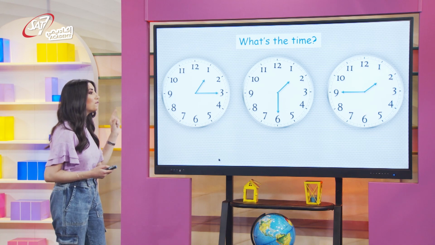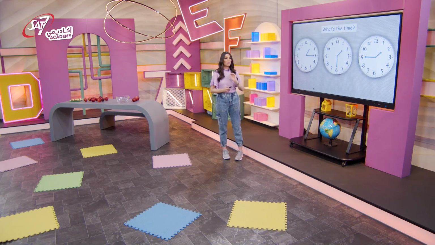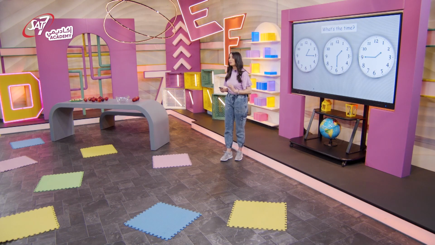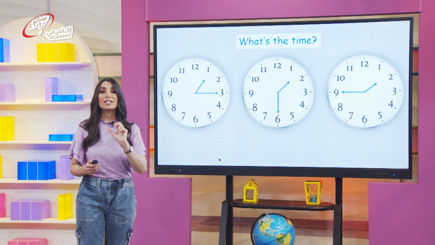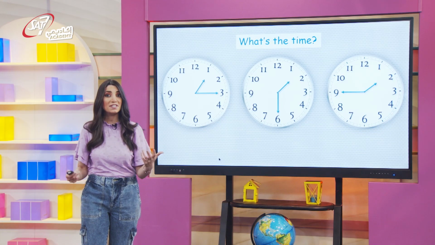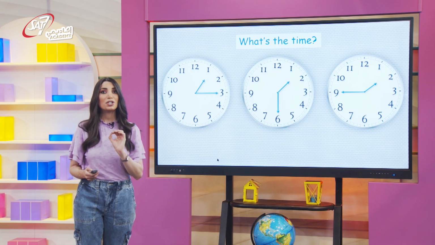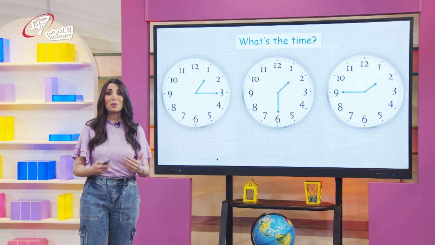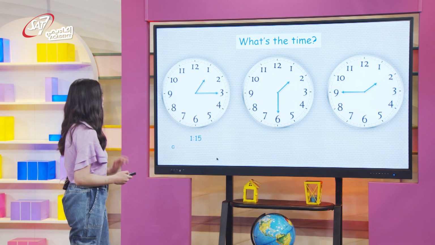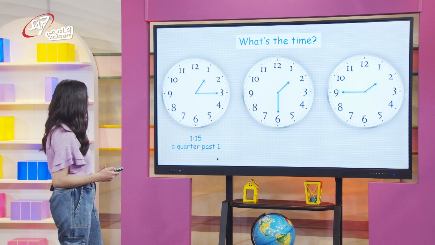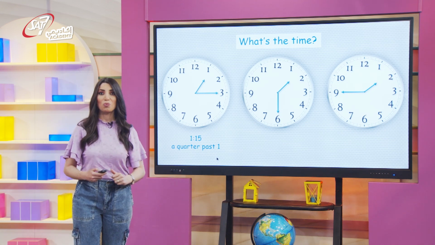What time does the first clock tell? The minute hand is pointing towards 3, which means 3 sets of 5 minutes, meaning 15 minutes. It's 1:15. A quarter of an hour has passed after 1 o'clock. We can either say 1:15 or a quarter past 1.